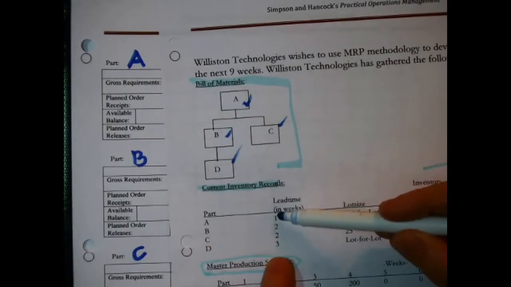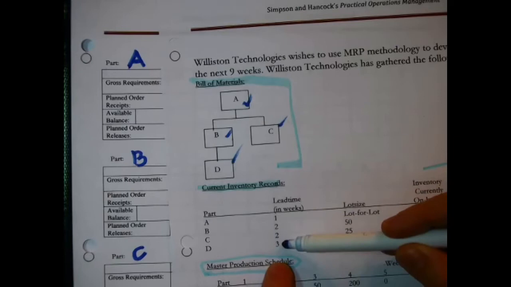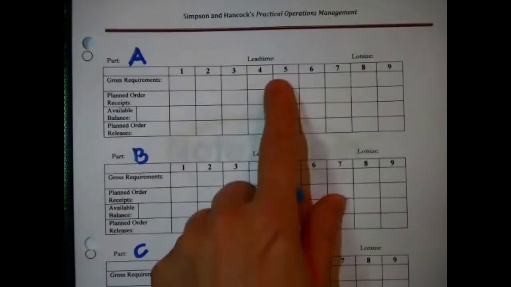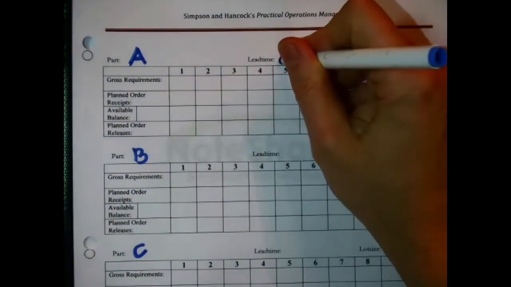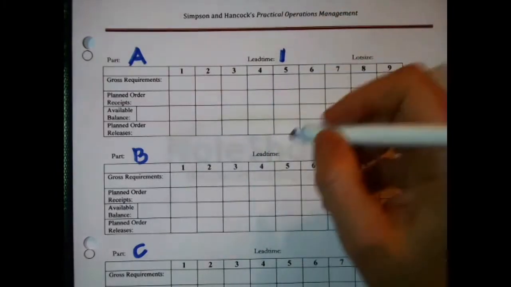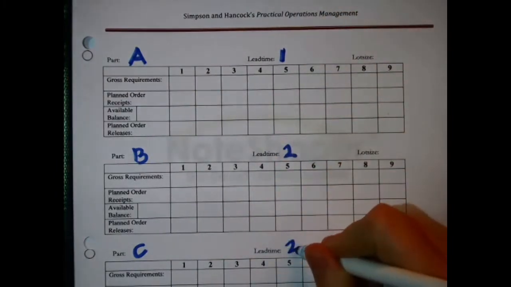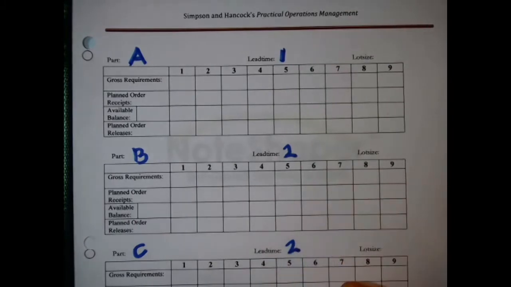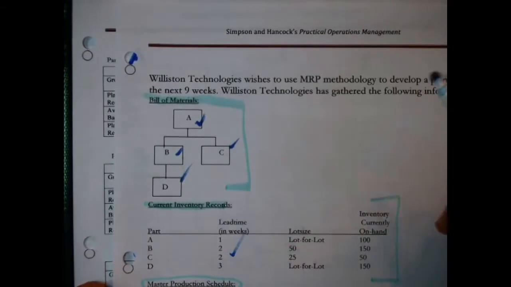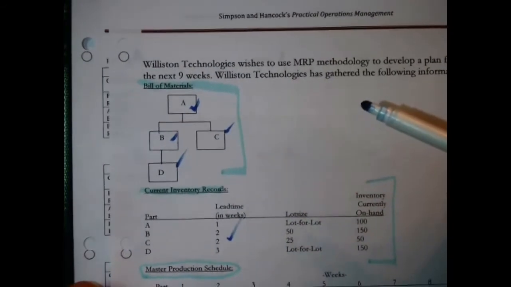And then it says lead time. Oh, and the lead time varies for each one of the parts, and that goes here. The lead time for part A is 1 week. The lead time for part B is 2 weeks. The lead time for part C is 2 weeks as well. And the lead time for part D is 3 weeks, correct? Okay, then I've taken care of that. I've got that all entered.